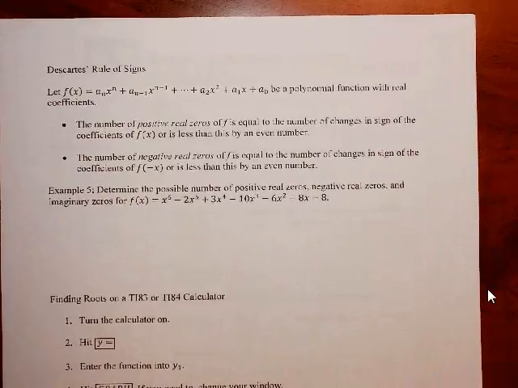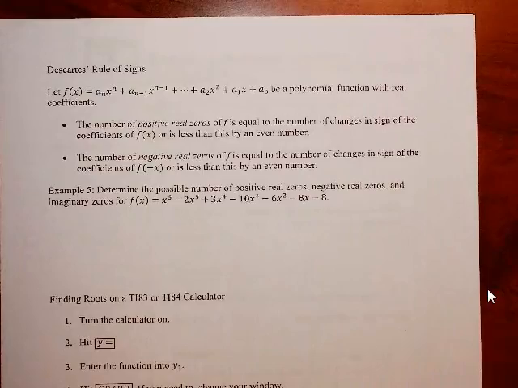Now, Descartes' rule of signs. Let f of x equals a sub n x to the n plus a sub n minus 1 times x to the n minus 1 plus, continued, until we get to a sub 2 times x squared plus a sub 1 times x to the first plus a sub 0 be a polynomial function with real coefficients. The number of positive real zeros of f is equal to the number of changes in the sign of coefficients of f of x, or is less than this by an even number.